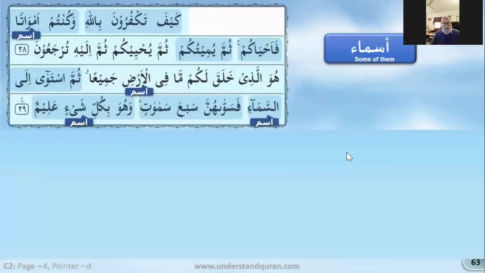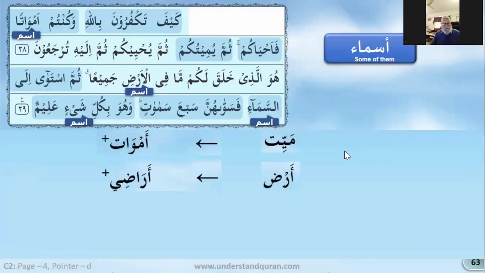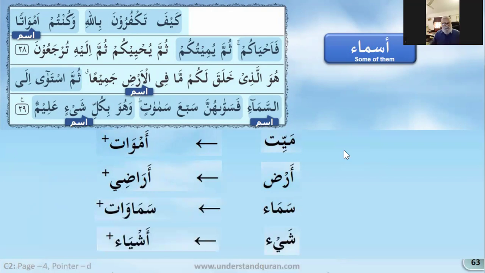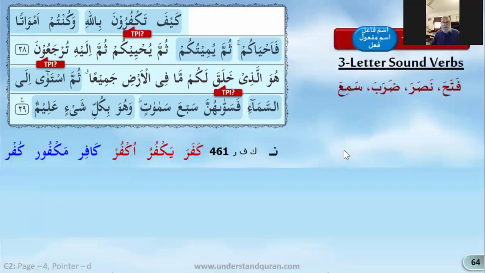Let's look at the new words coming in this ayah. Mayyat, plural is amwat. Earth, plural is aradi. Sama, plural is samawat. Shay, plural is ashya. Let's go for the three-letter sound verbs. Kafara, yakfuru, ukfur. Kafirun, makfurun, kufrun.